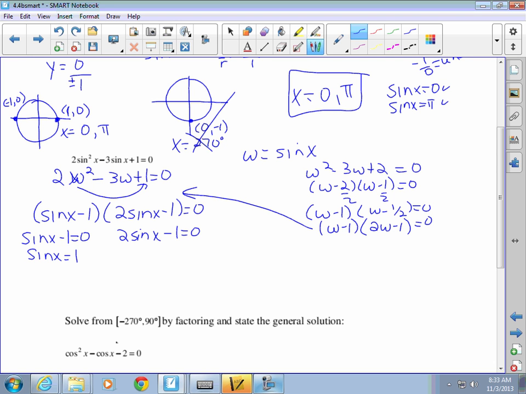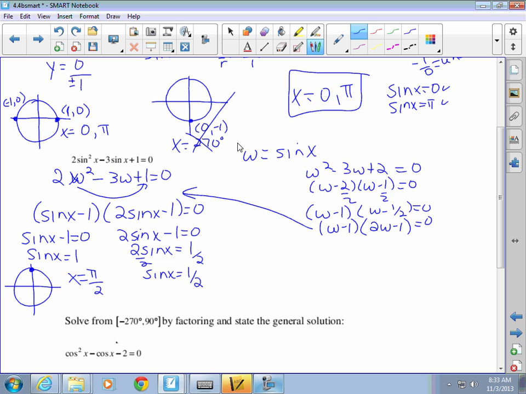So on that one, sine is my y-coordinate. That y-coordinate is equal to a positive 1 right here. So that's at x is equal to pi over 2, or 90 degrees. This one, 2 sine x is equal to 1, divided by 2. Sine x is equal to 1/2.